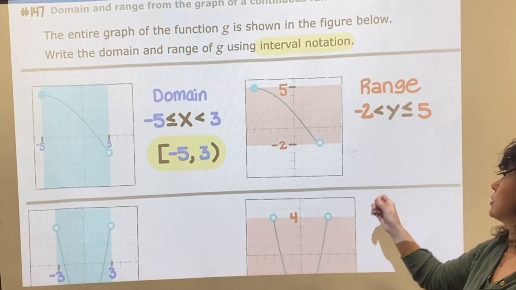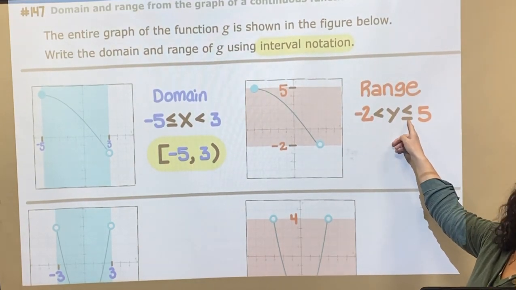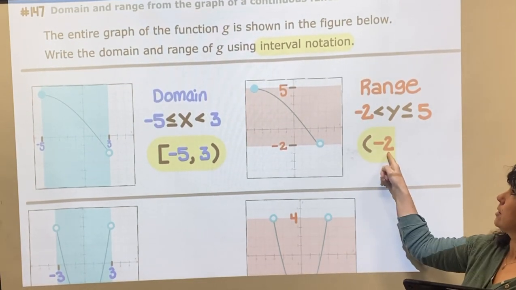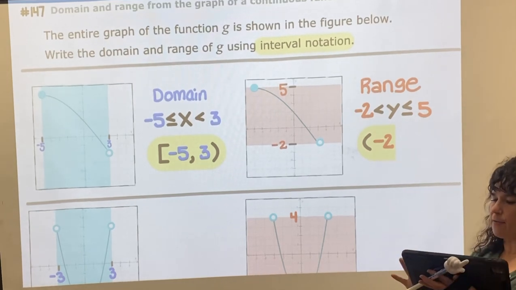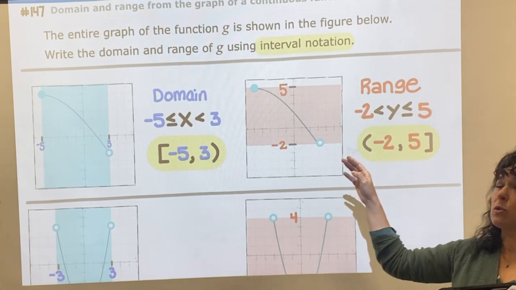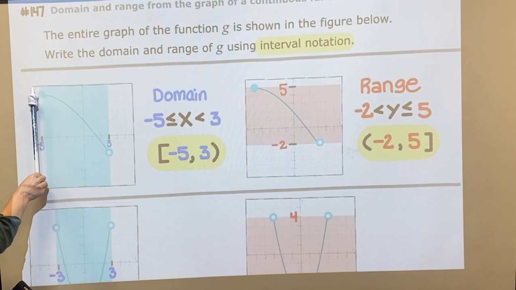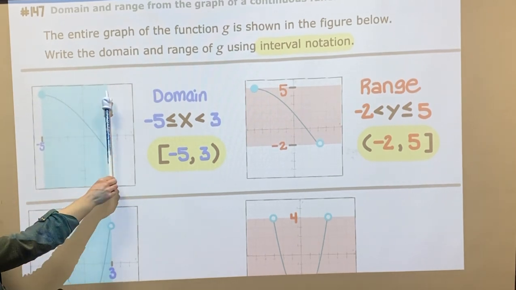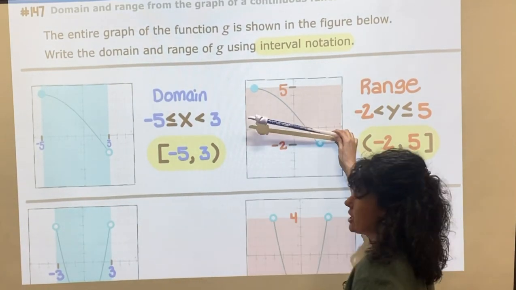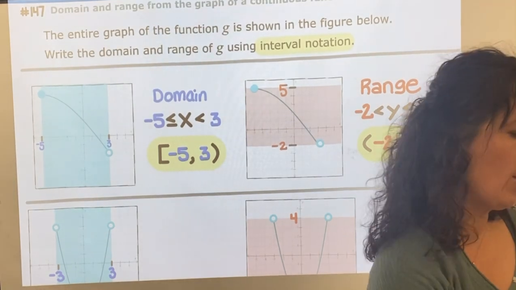But if we use interval notation, no underline, so parenthesis, underline, so bracket. This is going to be -2 through 5, bracket. Okay, so looking one more time, just to recap on that. Notice domain, see how I went from how far left to how far right? Because that moves across the x-axis. And for range is how low to how high. So let's look at 2 more here.